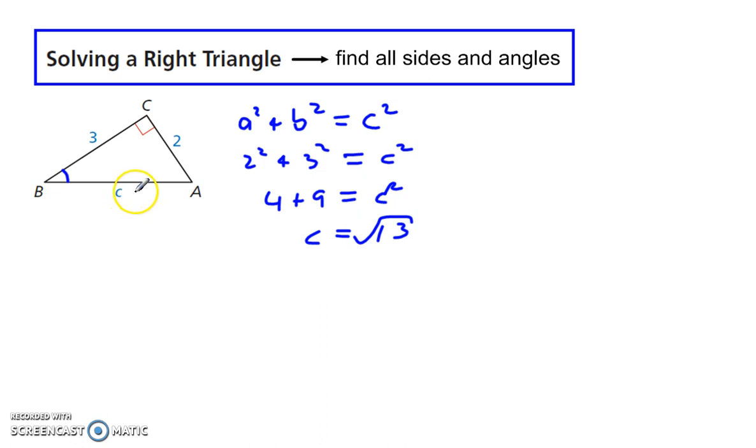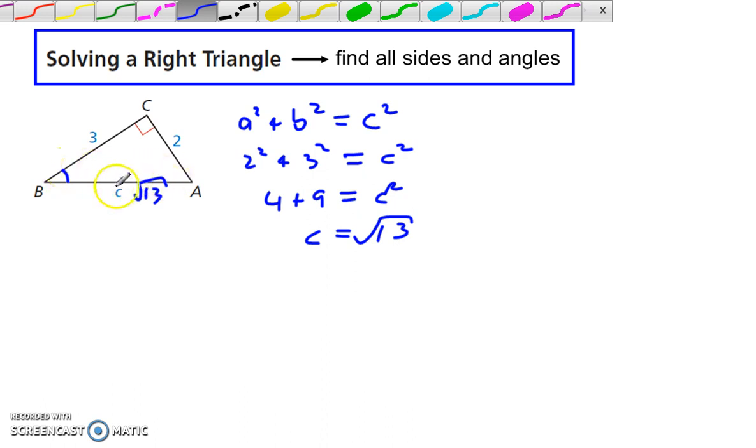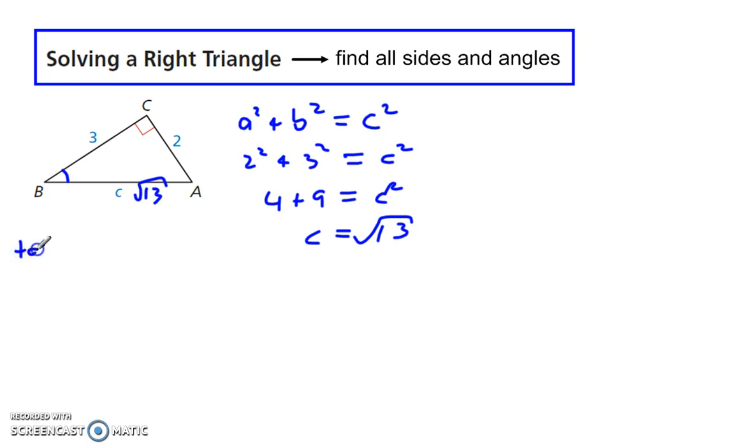Alright, I have C, radical 13, and now I want to find these two angles. So I know all the sides. I'm going to use 3 and 2 because those are more fun to work with, so I'm not going to use the hypotenuse, which means I'm going to use tangent. We know that tangent B is opposite to adjacent, which would be 2/3. Well, if we want to find B, then we have to do the inverse tangent of 2/3, and that will give me the measure of angle B.